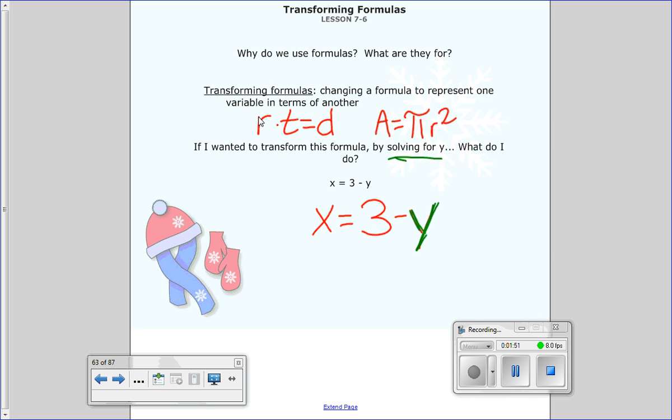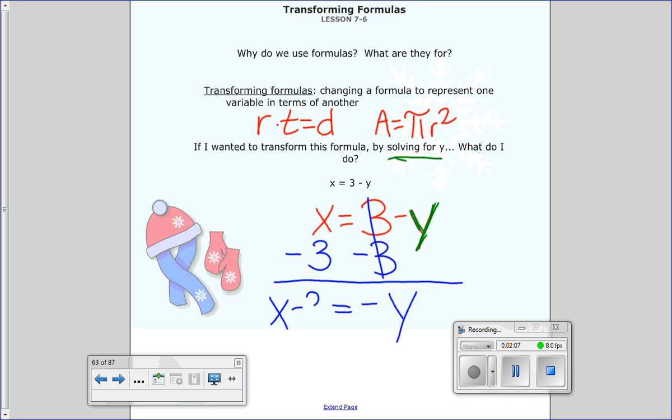So what I'm going to do, well, if they have a positive 3 there, in order to get rid of it, I'm going to subtract it. In order to keep our equation balanced, you have to do it to the other side as well. So here, now I have a negative y equals, well, those are not like terms, so I write it as x minus 3. Right? So that's what I have right now.